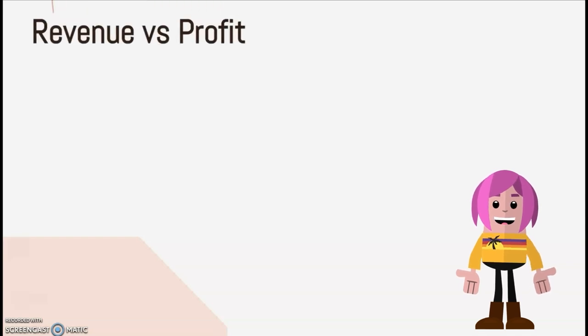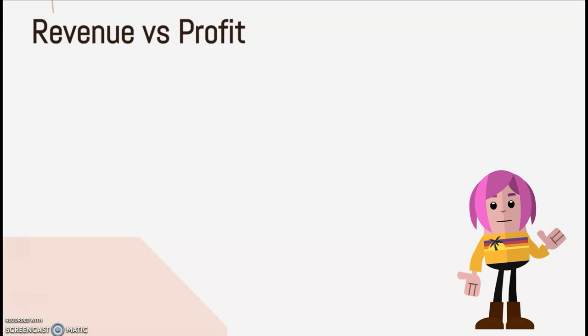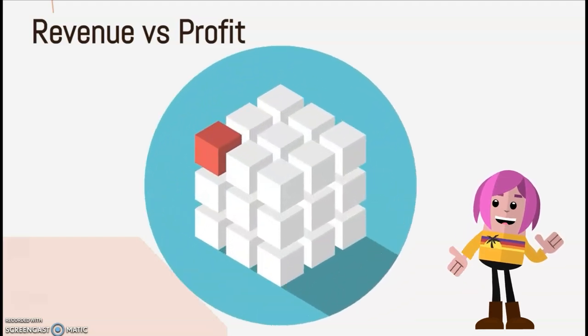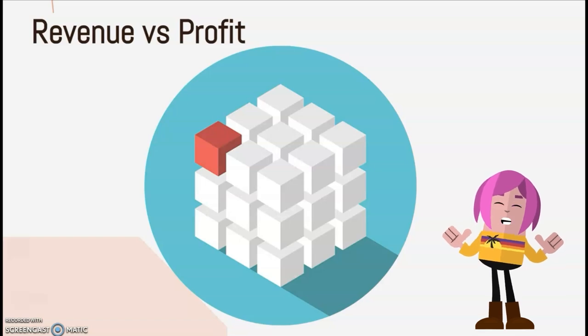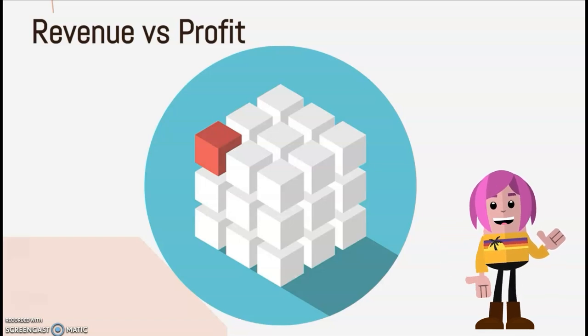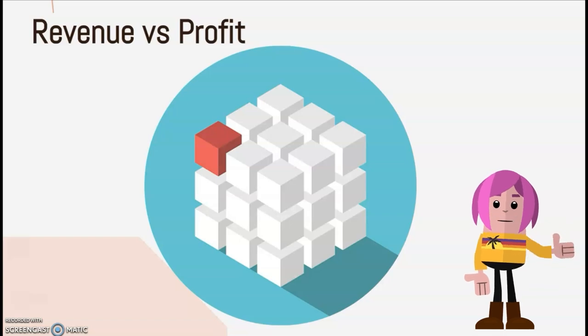But what's the difference between revenue and profit? Well, revenue refers to a company's income as a whole, while profit refers to the income left over after paying for expenses. We'll be looking at the different kinds of expenses and the different types of profit that result.